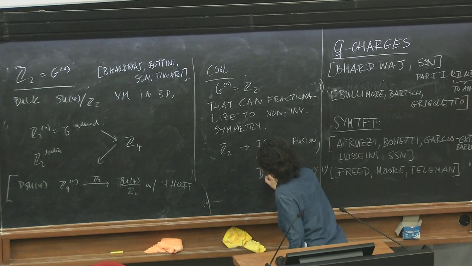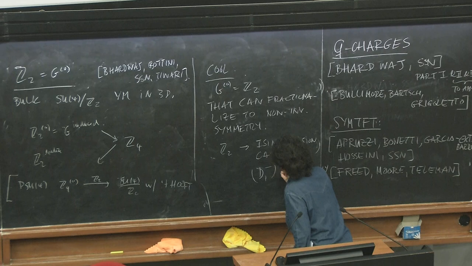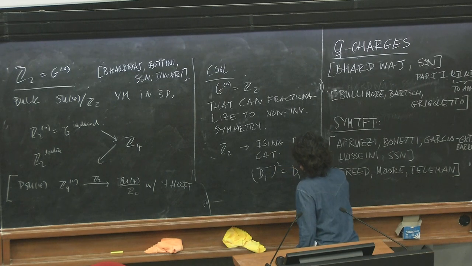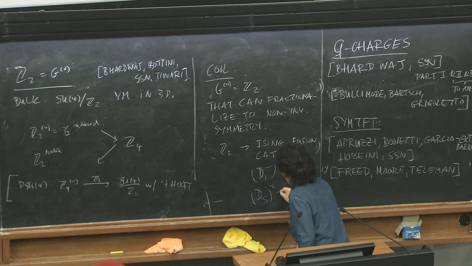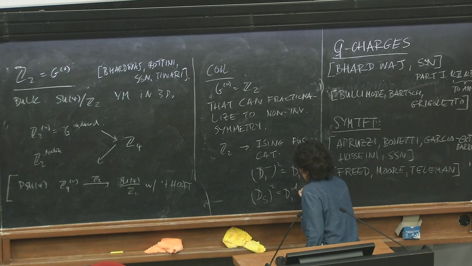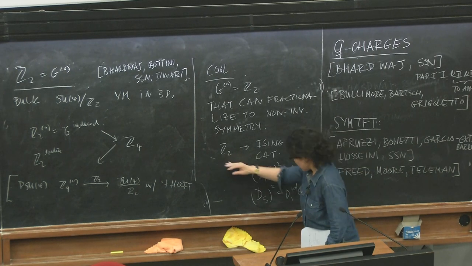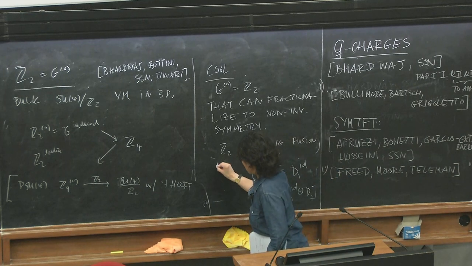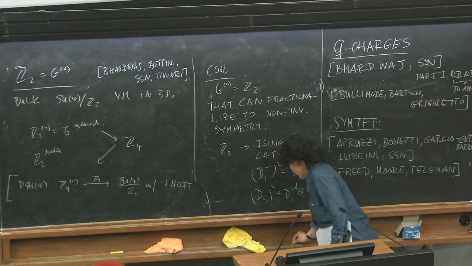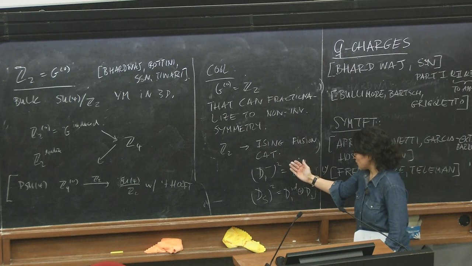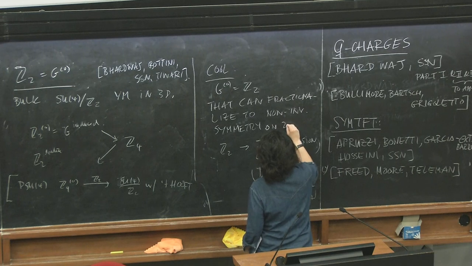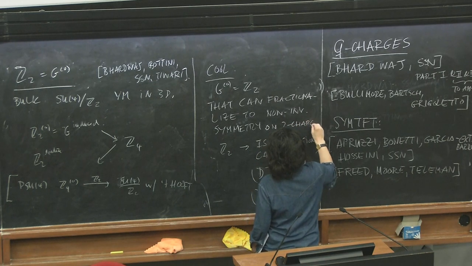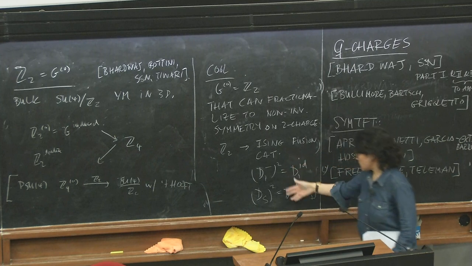So here you had two lines, the D minus, which squared to 1. That's a Z2, but then there's also the D sigma, which squared becomes D1 plus D1 minus. So this is the Ising fusion. So basically you start with a bulk Z2 symmetry that's invertible, but on a two-charge defect, it can fractionalize to the Ising.